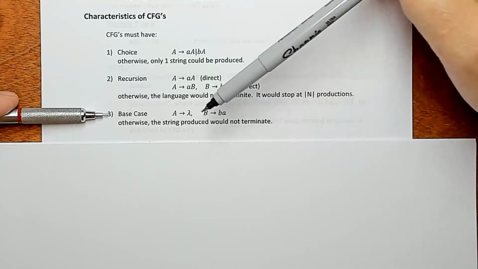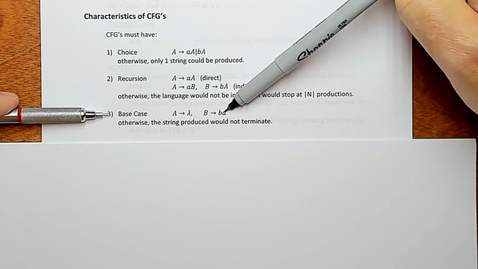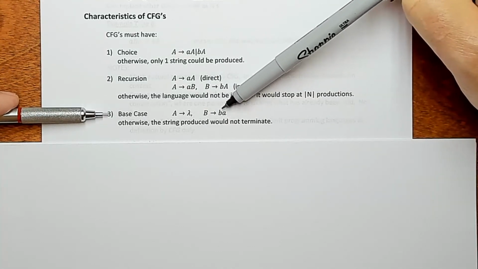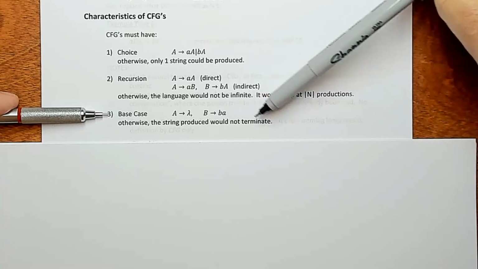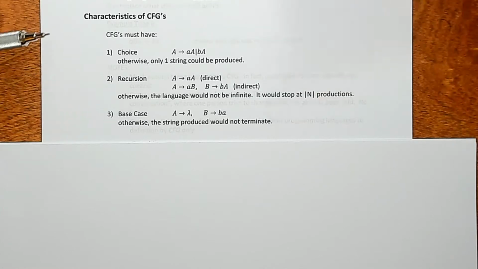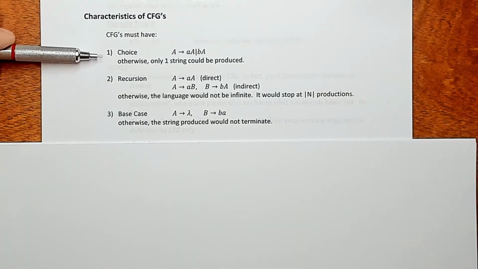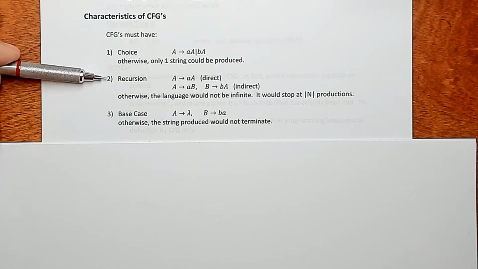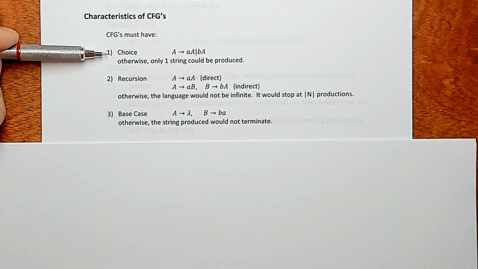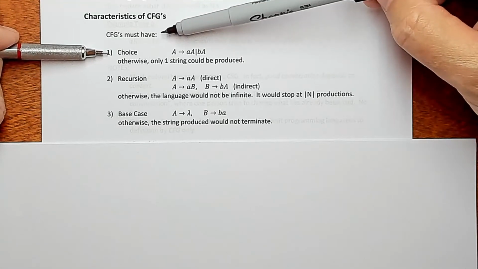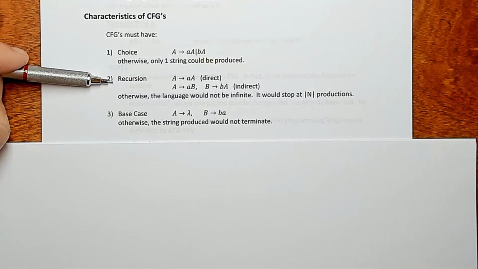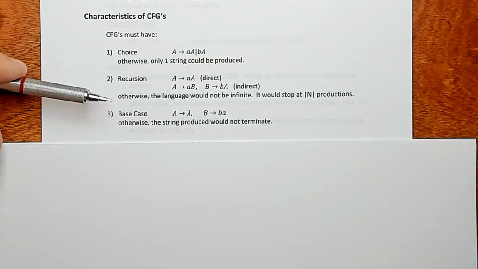Okay, then you need a way to stop talking. Yeah, so you need to have some terminal production. So you need to have something that goes to lambda or goes to some terminal symbol. Otherwise, the strings won't terminate. Okay, so these are three conditions you can check when you're asked to generate a CFG. Run this check to make sure that it's a valid CFG. Make sure that you have choice, make sure that you have recursion, make sure that you have a base case.